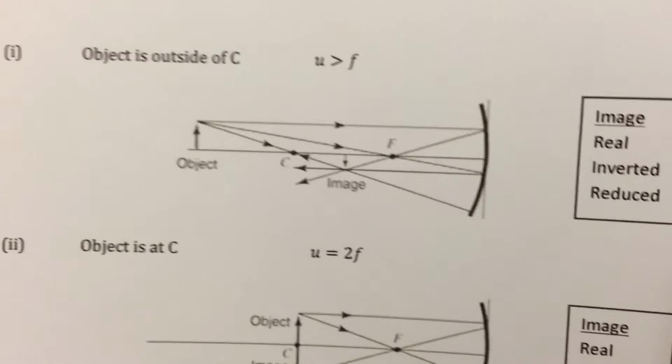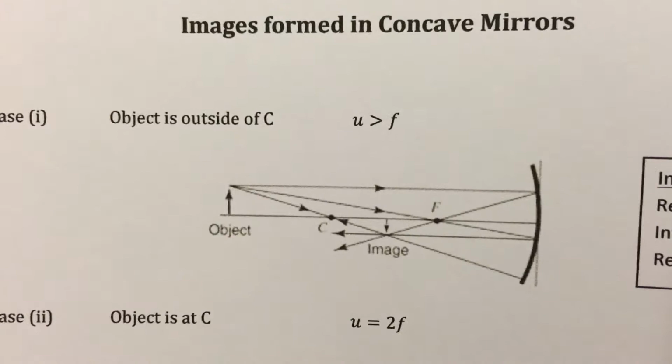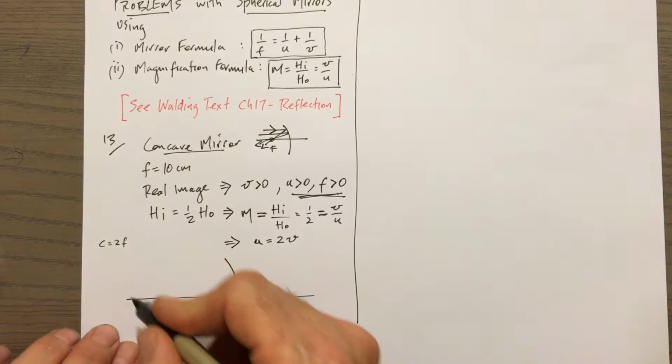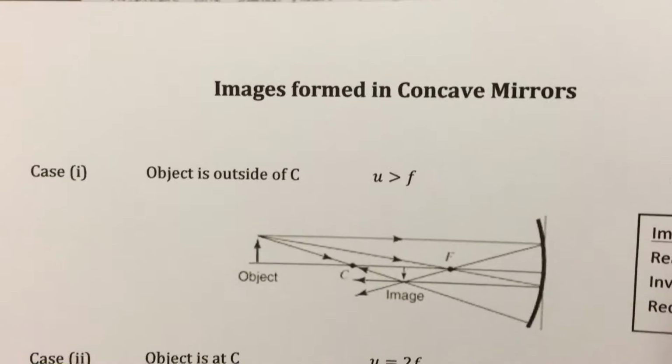So coming back up here, where's a case where the image is reduced? It's case one. Okay, so we're looking at case one. So we know the object is outside of C, outside the center of curvature. So our object is somewhere out here. And then we know the image will be located somewhere between C and F, somewhere down here, right?